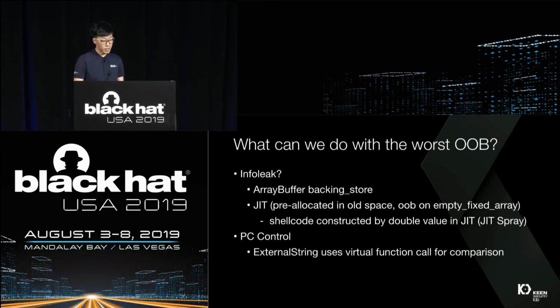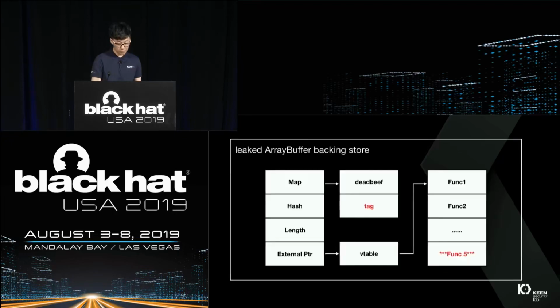There are several string types in V8. For external string, it holds a pointer which points to another string in other components. For example, the WTF string in Blink. And the string in other components always uses virtual function calls for the comparison during the index of search. So if we can fake an external string and control the virtual table, we will have the PC control.